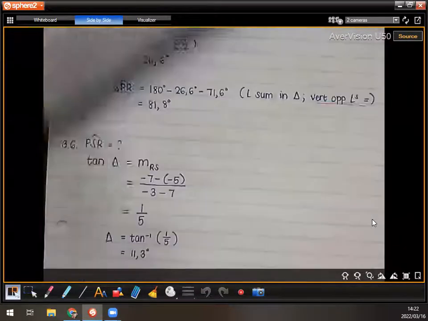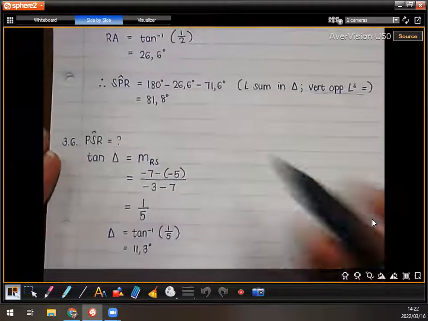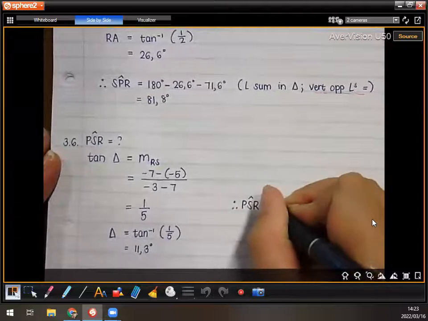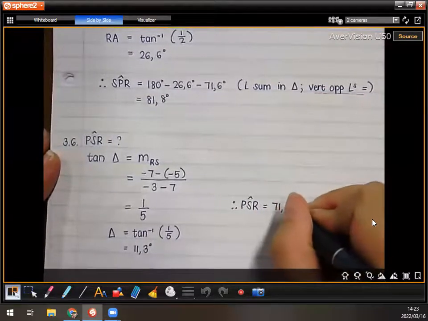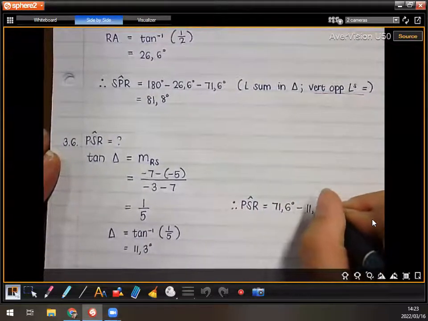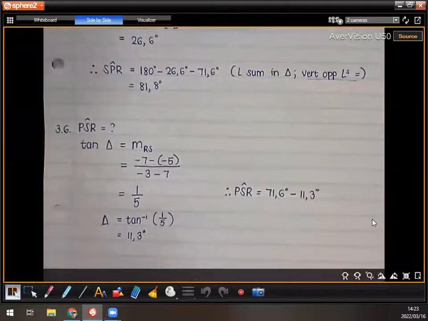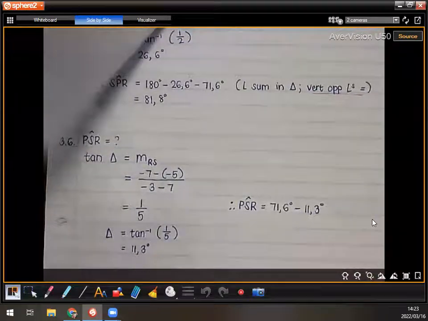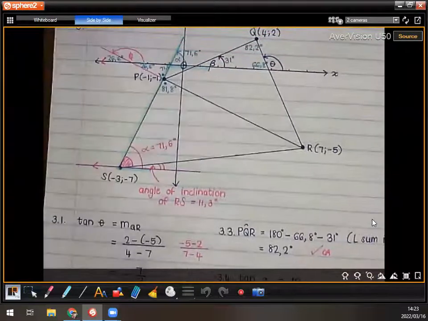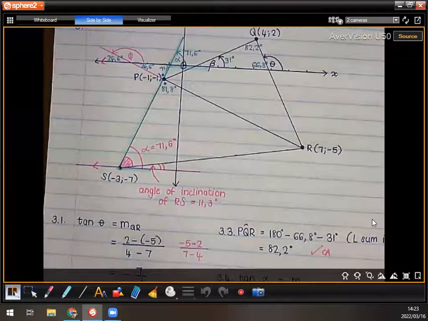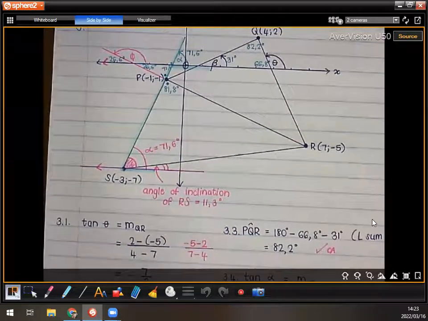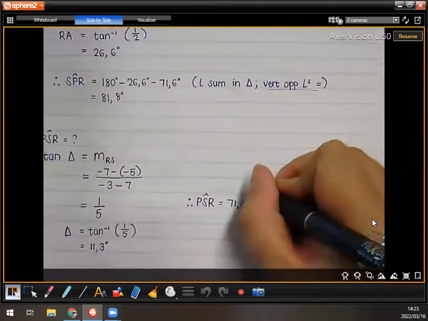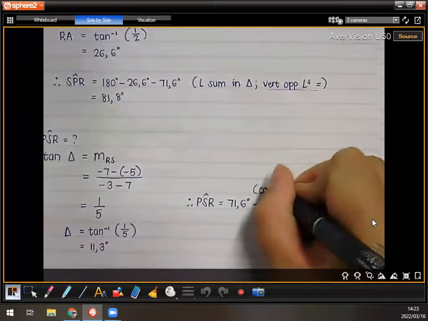Okay, so now we're going to say, therefore, just write it on the side here, PSR is equal to 71.6 minus 11.3 degrees. Now, right now, I'm going to say angle sum and triangle for that. What am I actually using? What did I use, what fuzzy X thing did I use in order to get those corresponding angles? Thank you. Corresponding angles. I don't have enough space in that line, so I'm just writing it on the side.